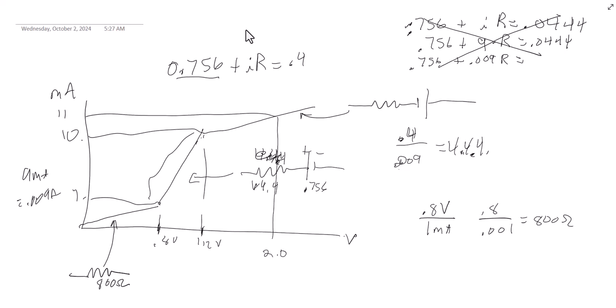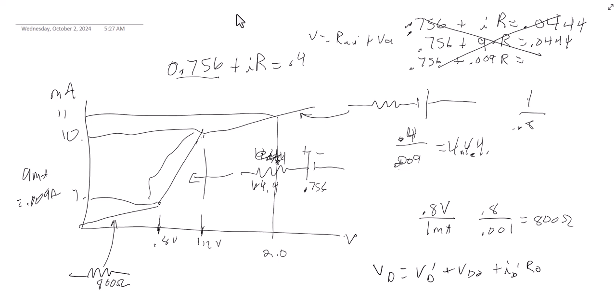This last part, we're in the breakdown region. We can still get the resistance the same way, so that would be the run, which is 1 milliamp, over the voltage, which is going to be 0.8, which gets us 1.25.